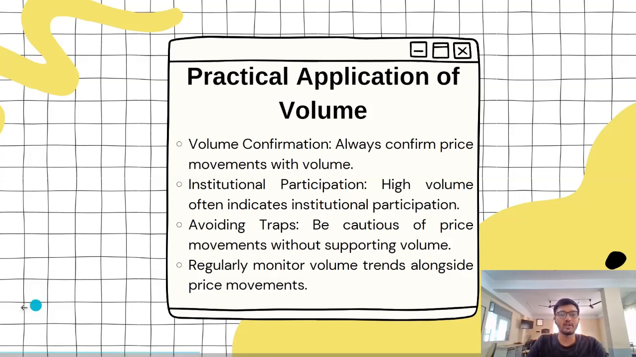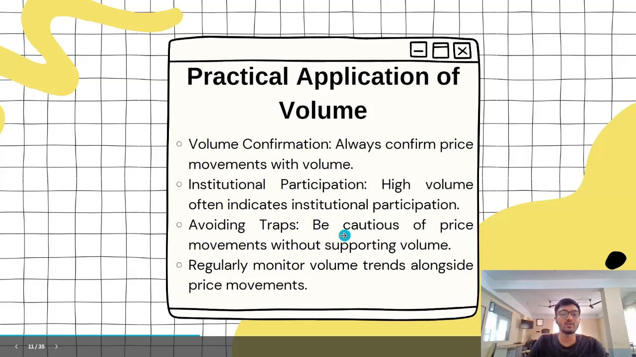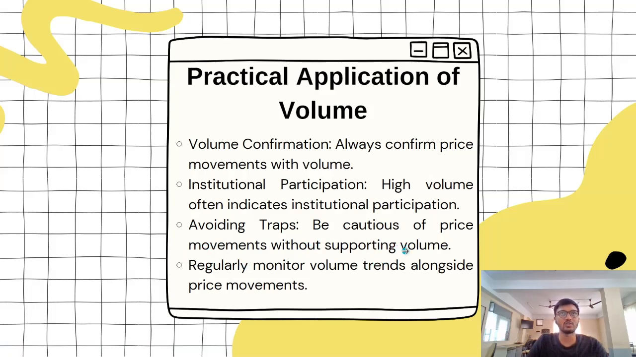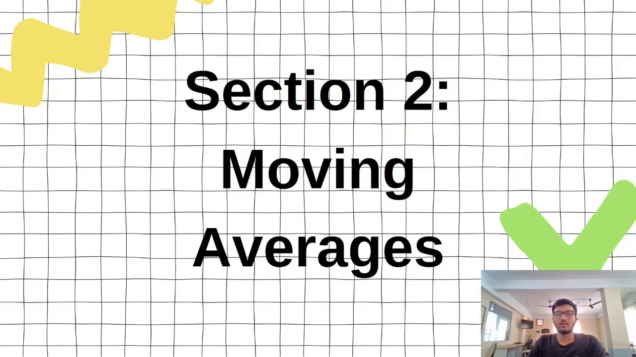So, avoiding traps: be cautious of price movements without supporting volume. If you see some price momentum happening and the volumes are not significantly increasing, avoid these kinds of traps. You can get into a bad trade or a bad investment if the volumes are not increasing significantly, even though prices are going in some direction. So regularly monitor volume trends alongside price movements.